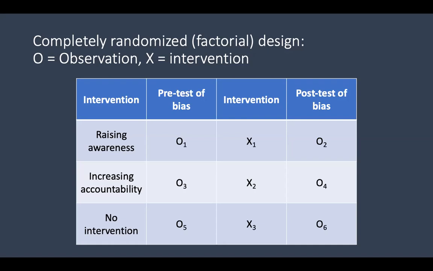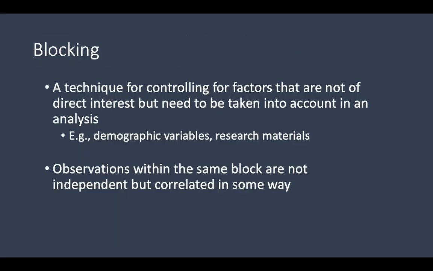Any conclusion needs to be drawn by comparing across interventions, but also the changes from pre to post test. Notice that the only factor being considered here is the intervention. But what if we want to consider other external factors that might affect the outcomes? We want to include them in our research design. One way is through so-called blocking.